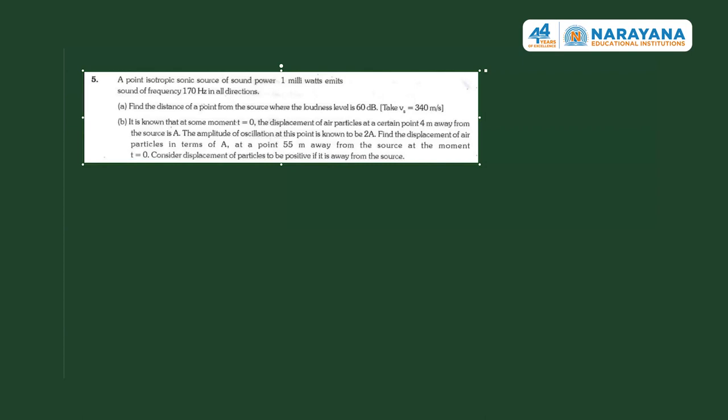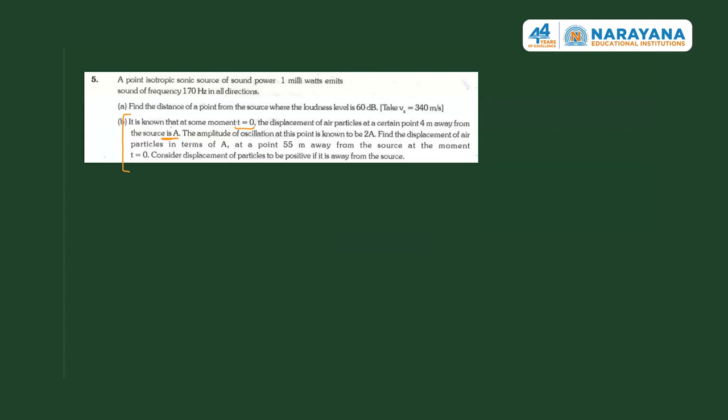In the first part, they have just said that you have to find out the distance of a point from the source where the loudness level is this much. We'll calculate this. Let's focus on B part first. Here he is saying, if it is known at some moment t is equal to 0, the displacement of air particles at a point 4 meters away from the source is A. Just observe this carefully. At t is equal to 0, you are talking about the displacement wave. So displacement of air particle, whose mean position is 4 meters away.